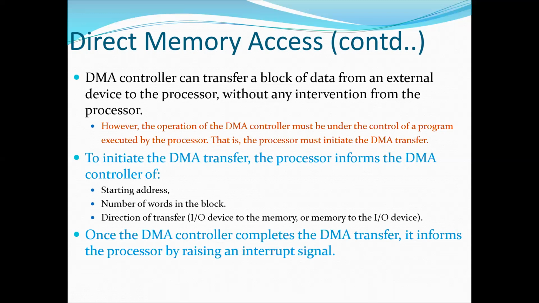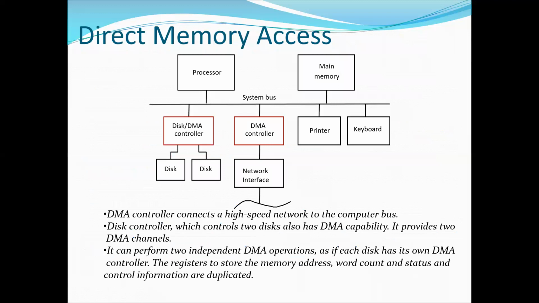Once the DMA controller completes the DMA transfer, it informs the processor by raising an interrupt signal. So once it is over, DMA has done its work, and it will raise an interrupt signal that its work is finished. So it gives control back to the processor.